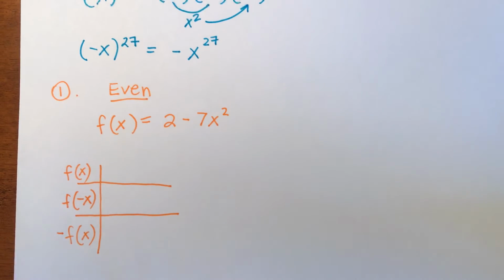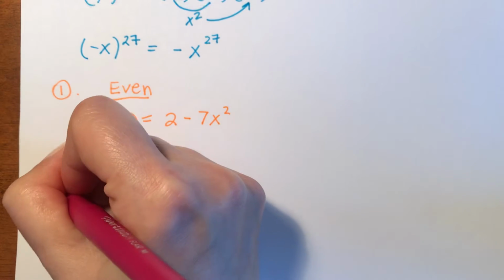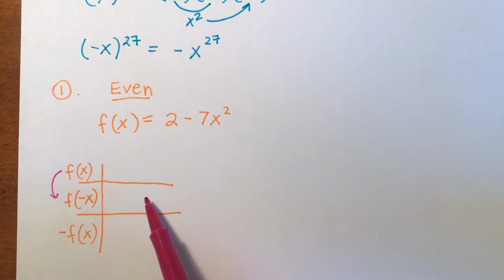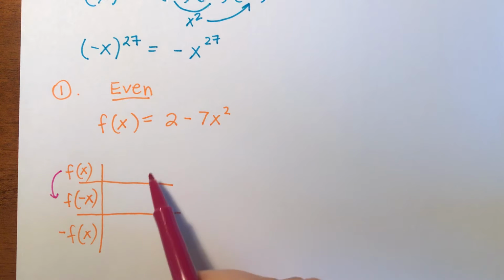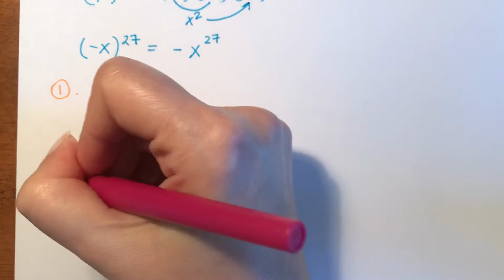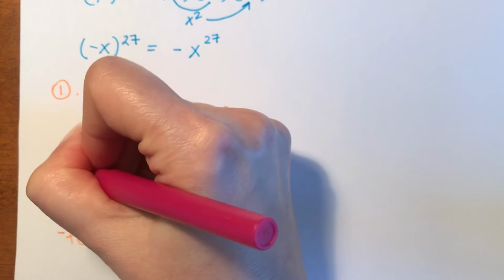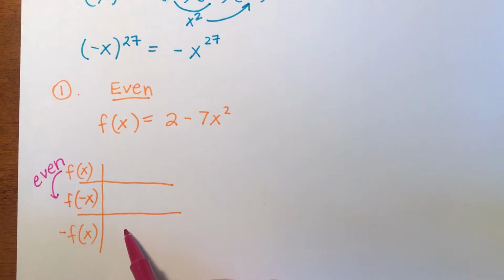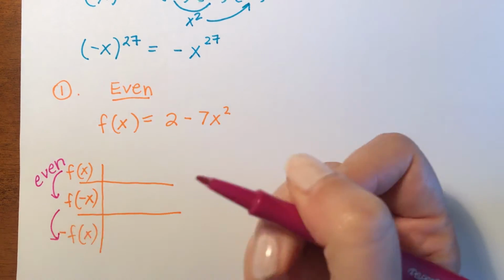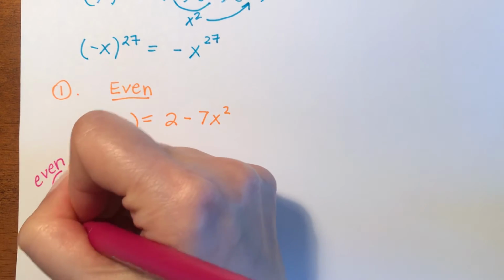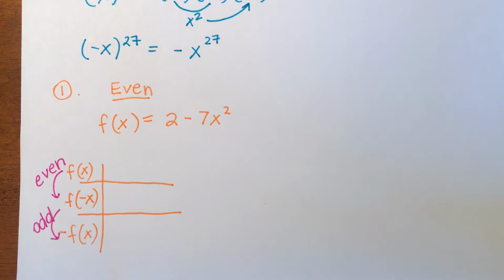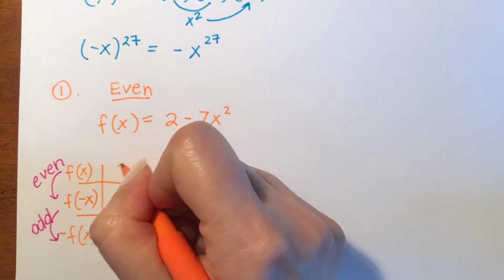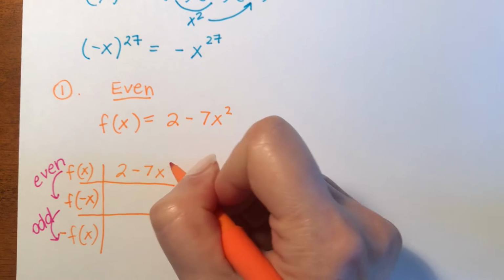Now, if the first two, whatever you get here and whatever you get here, if these first two spaces are the same, we're getting even function. Okay, now if you get the middle row and the last row the same, we get odd function. Okay, so let's go ahead and fill in the table. Now we know what's f of x. F of x is given, is 2 minus 7x squared.